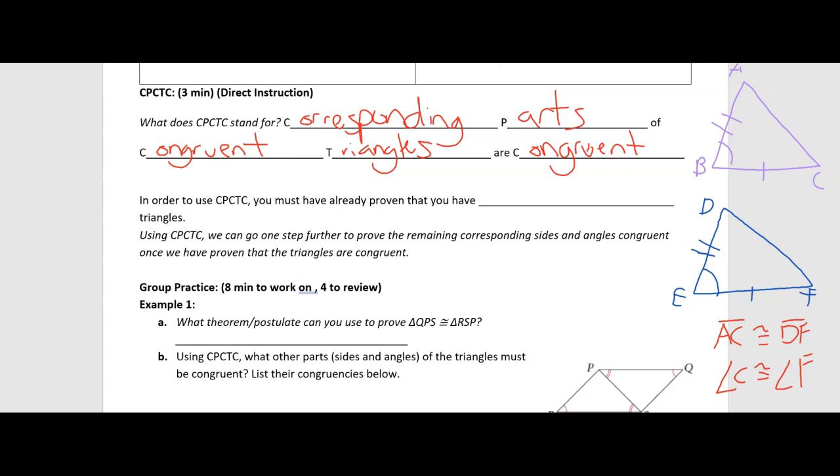So CPCTC lets us then prove that other parts of the triangles are congruent once we've proved that the entire triangles are congruent to each other. So that's what this says right here. In order to use CPCTC, you must have already proven that you have congruent triangles. So this can only come after a shortcut, or after we have already proved that we have 2 congruent triangles.